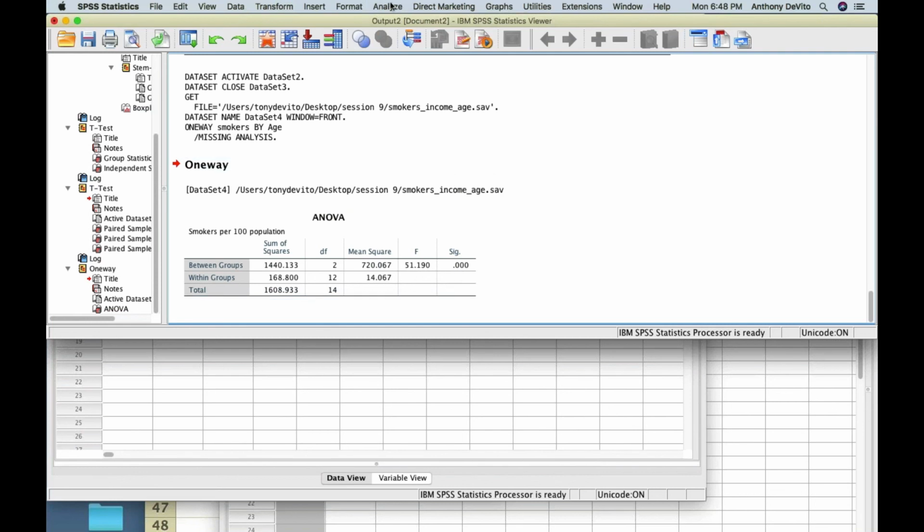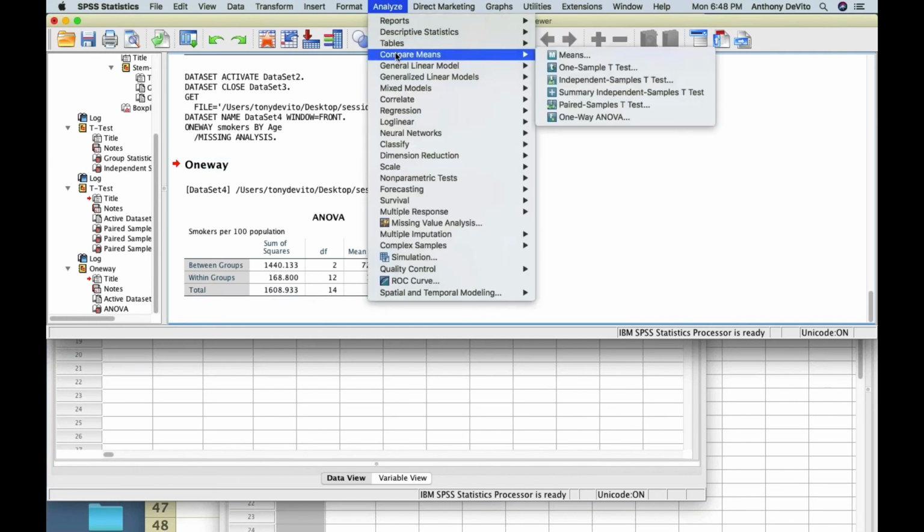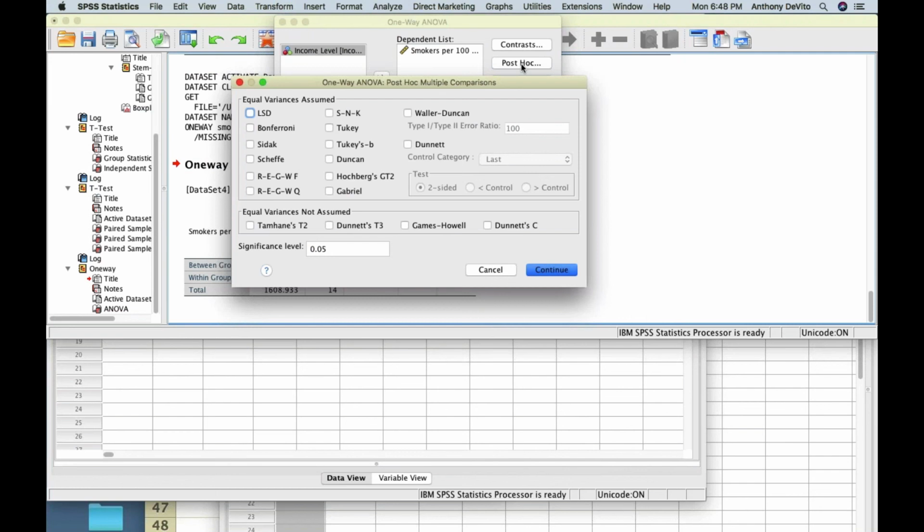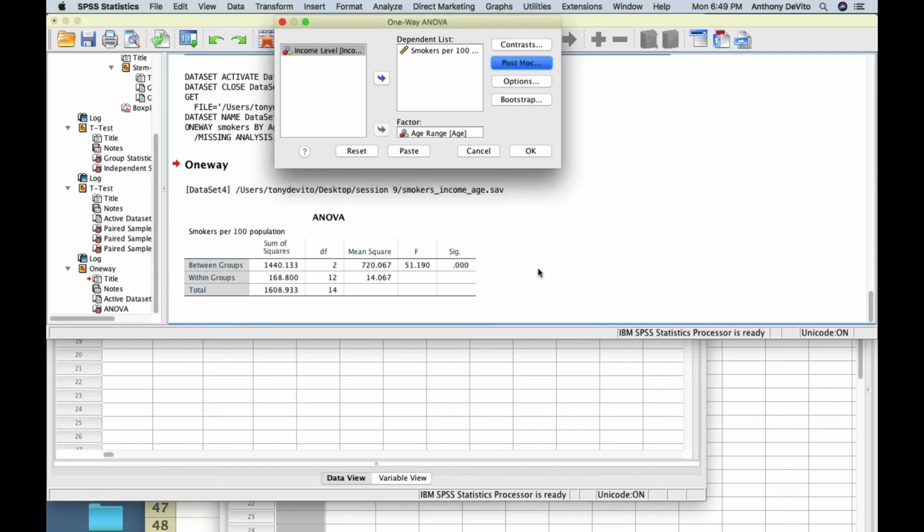Okay, so I'm going to analyze this, compare means, one-way analysis of variance, right? Except now I'm going to go into post hoc tests, and I'm going to choose one of these post hoc tests. Most commonly, Bonferroni or Tukey, they're general purpose tests. They all have specific areas where they work best, but for our purpose, Bonferroni or Tukey will be suitable. So I'm going to use one of those two tests. I'm going to click continue, and I'm going to go ahead and run this analysis again.